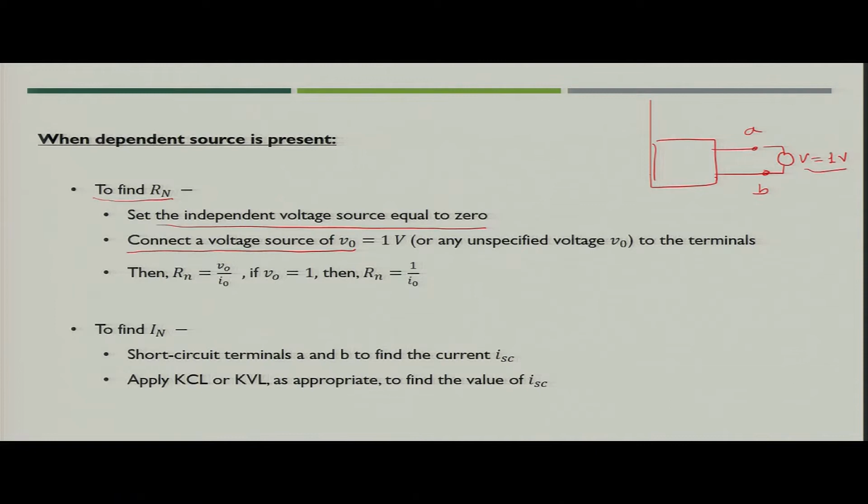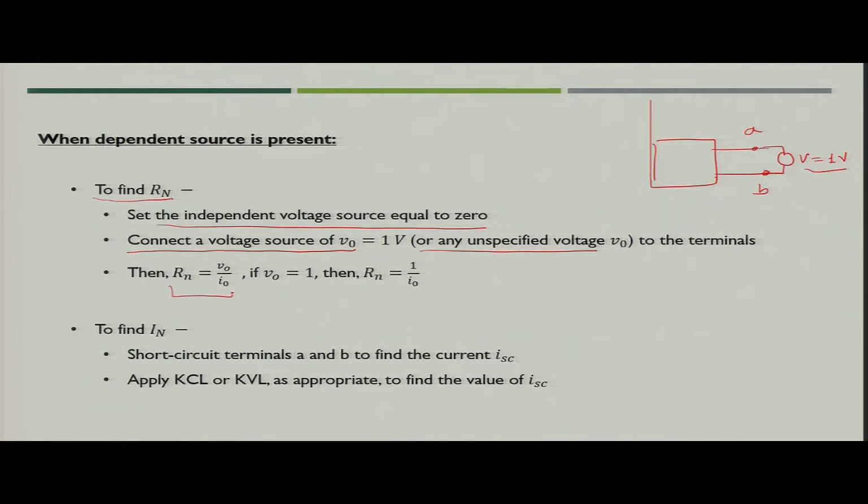Why do we keep 1 volt? Because it simplifies the calculation for finding out the value of Rn. It is not mandatory that you always keep V equal to 1 volt. You can take any value and solve the circuit. We take 1 volt because it is easier.